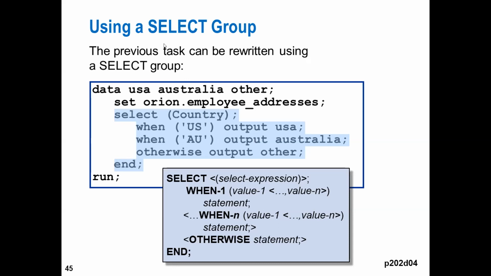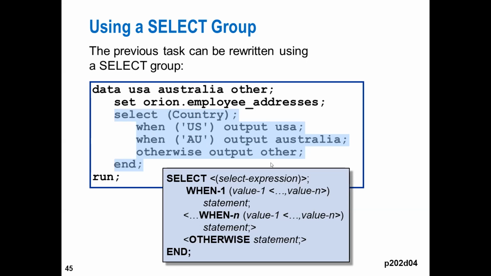So we said that we are going to use this select group. The previous task can be written with an alternate syntax of select. Either one we can use. You are creating multiple data sets from the input data file the same way. Instead of writing if country is equal to USA, you write select country. This is the variable on which you'll be using these conditions. So select country semicolon, when country value is US, output USA. When country value is AU, output Australia.